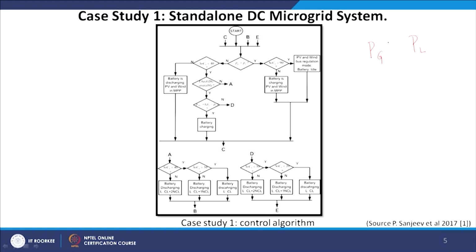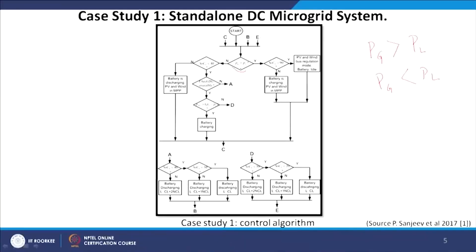Now, the generation may be more than my load, or sometimes the PG may be less than my PL. So, how do I optimally utilize the resources available to me to operate my DC microgrid when my generation is more than PL, the load, or when my generation is less than PL? Certainly, we need to store when the generation is in excess, and discharge the battery when the generation is minimum, depending upon the state of charge conditions of the battery.